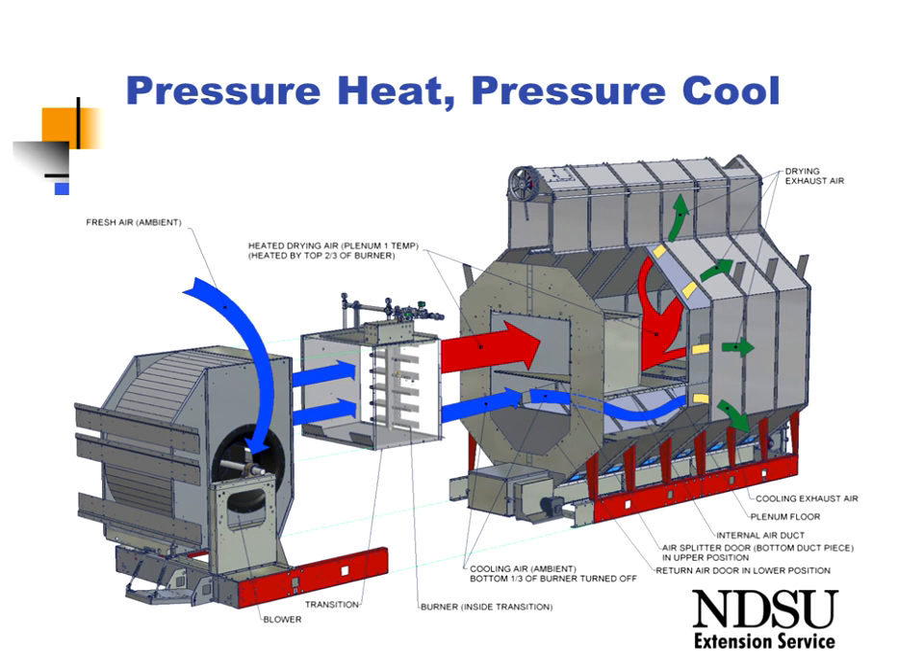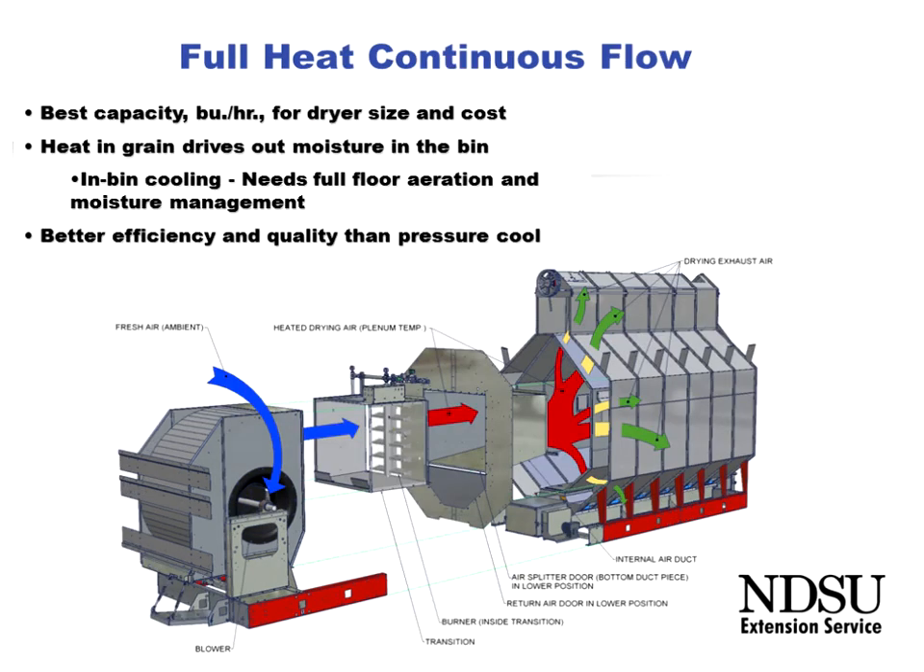Now as we start looking at some of the continuous flow dryers, the pressure heat, pressure cool dryer is going to be essentially the same as that batch dryer, except now we have this floor in here so that the top portion is heated, the bottom portion is the cooling portion of the dryer, and again we see essentially the same characteristics that we had with the batch dryer.